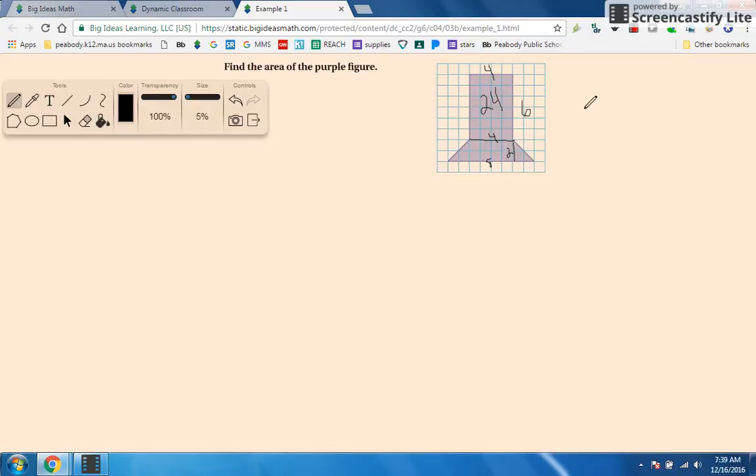Now my formula: add the bases. 8 plus 4 is 12. Multiply it by the height, which we just said was 2. 12 times 2 is 24. Cut it in half. Half of 24 is 12. Now we have the area of both of the smaller shapes, 24 and 12. To find the area of the entire shape, you add them together. 24 plus 12 is 36. This one doesn't have a label, so we'll just call it units to the second power.